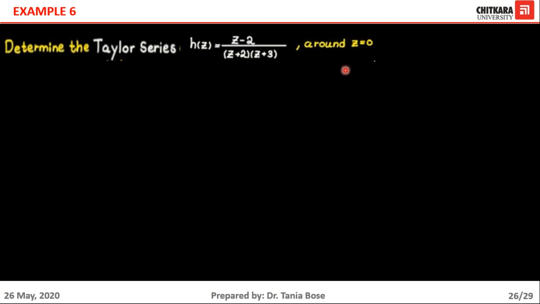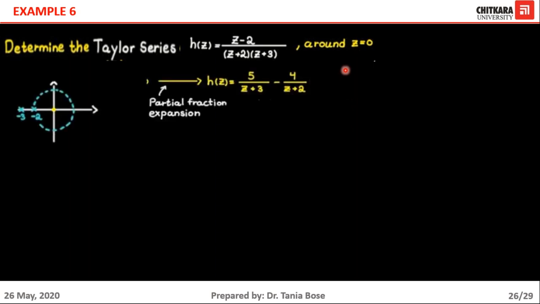Whenever you have two different terms in the denominator, the only method is to use partial fractions and split the terms, right? So we try to apply the partial fractions and we write this term as 5 upon z plus 3 minus 4 upon z plus 2. Now I think you understood how to do it. Take up each term, write its Taylor series and then put it back in this form, right?